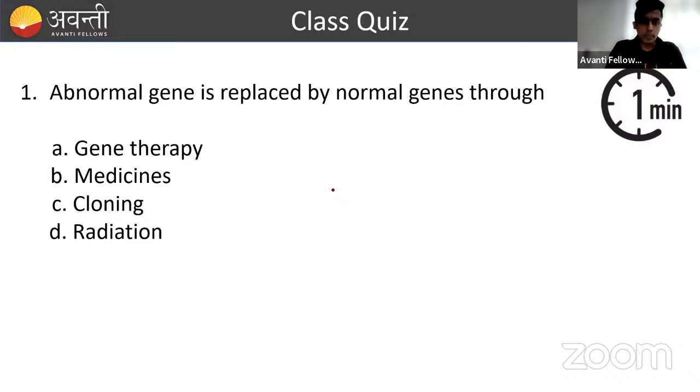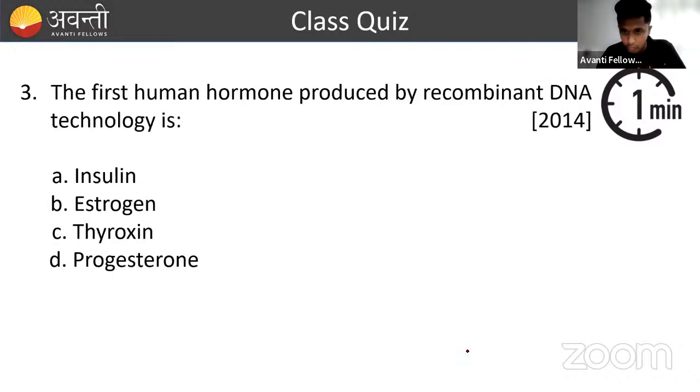Okay. So an abnormal gene is replaced by a normal gene through gene therapy, medications, cloning, and radiation. So you have 4 options. I'll give you a minute to answer this question. So let me launch an MCQ poll. So you have 4 options, right? So 1 minute, you try to answer this question.